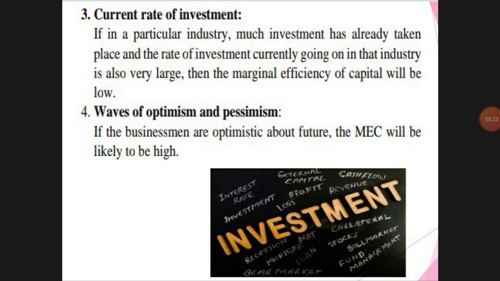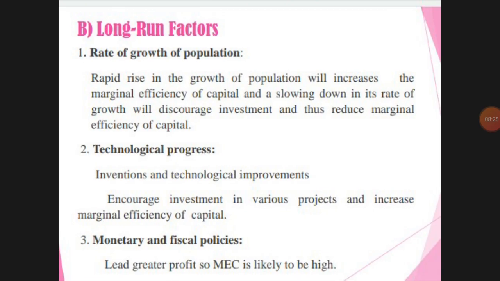Next are the long term factors, the long run factors. In that, the first one is the rapid growth of population. Suppose the population keeps on increasing, then usually the demand for goods will also keep on increasing. At that time, the MEC will increase. If population growth is decreasing, it's vice versa: the marginal efficiency of capital will decrease.